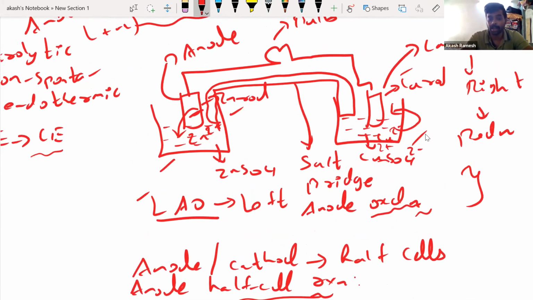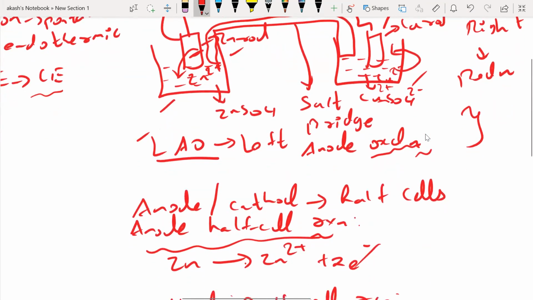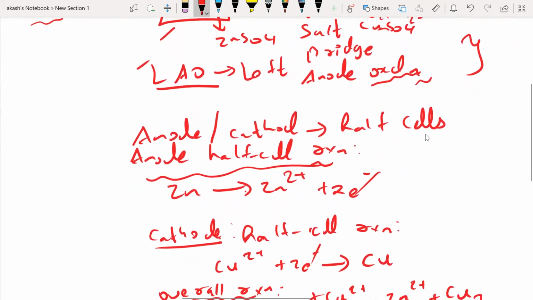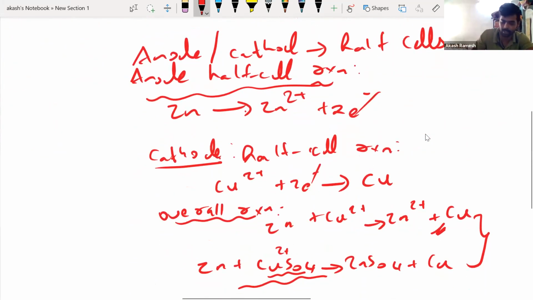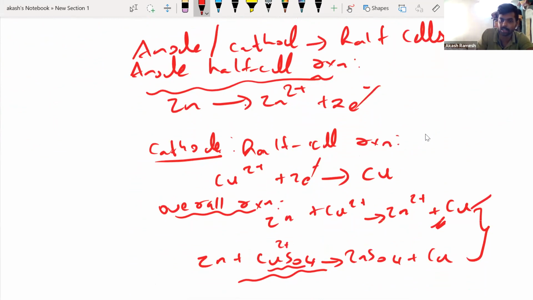So you can say the first reaction is electrochemical and the second one is the normal chemical reaction. Yeah, this one is my electrochemical reaction. This is a normal chemical reaction. Yes, absolutely.